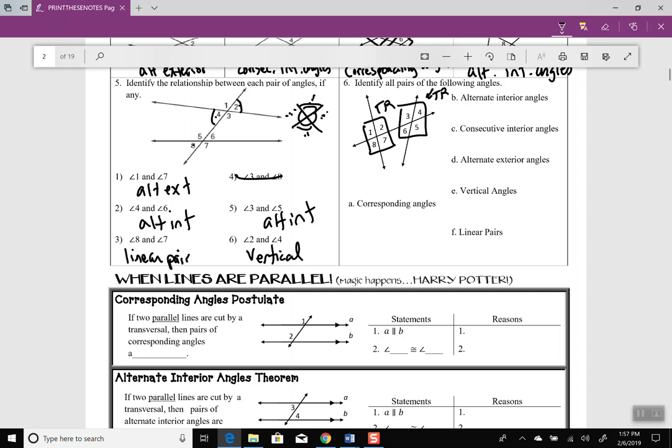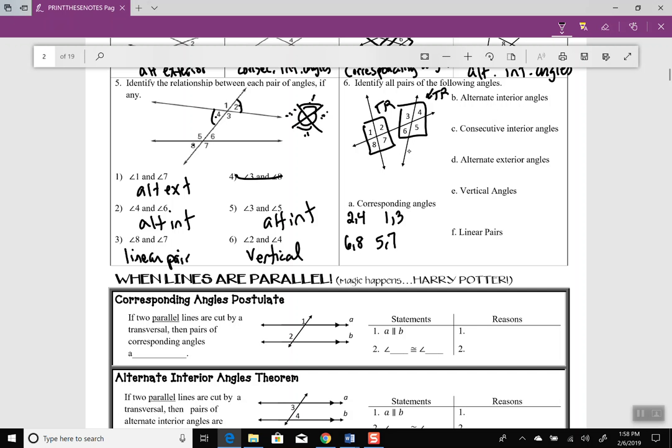So top right, angle 2 and angle 4 go together. Top left, angle 3 and angle 1, so 1 and 3, 8 and 6, or 6 and 8, and then 5 and 7. So those are the pairs.